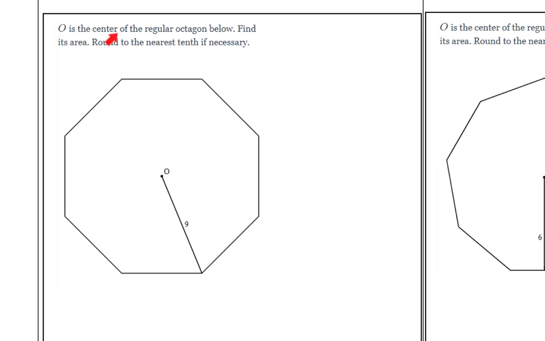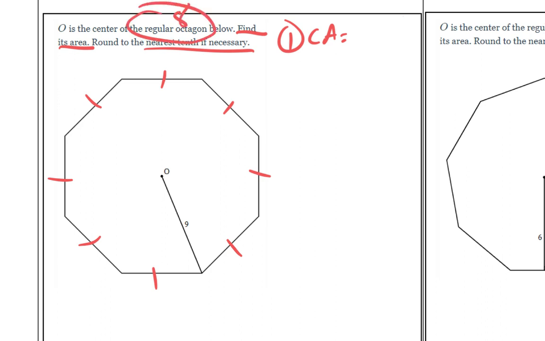All right, let's look. O is the center of this regular polygon. Regular is telling us that they're equiangular and equilateral. Find the area. Now this is a little bit different. Find the area, round to the nearest tenth. Still, the first step is to find our central angle. So we're going to say how many sides? 1, 2, 3, 4, 5, 6, 7, 8. And we also know that because the octagon tells us 8 sides.